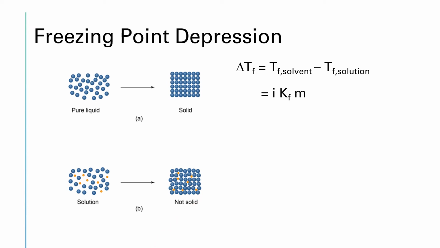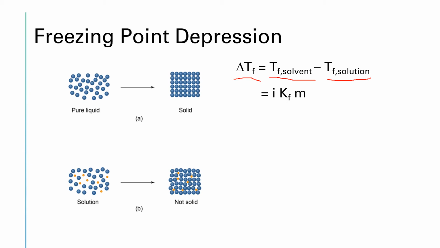The equation that goes with this says that the change in temperature, so delta T sub F, means the change in the temperature at which this will freeze, is equal to the freezing point of the pure solvent. So for instance, if we were talking about an aqueous solution, T sub F of the solvent would be 0 degrees C. And then we're going to subtract from that the freezing point of the solution. The solution is going to freeze at a lower temperature. So if it was water, it'll freeze below 0 degrees C.